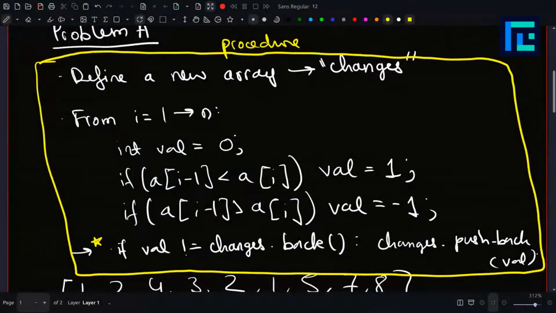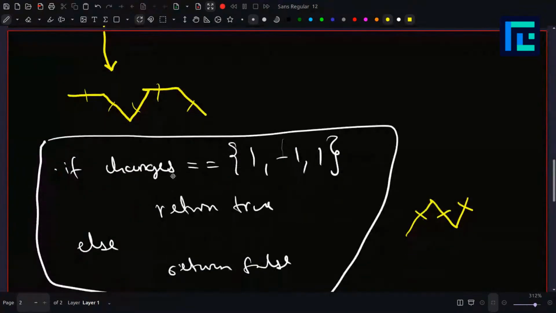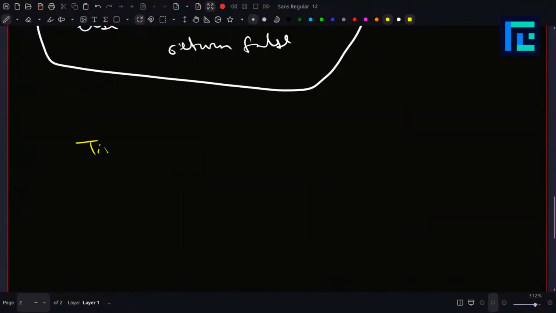Okay. So the time complexity obviously is big O of n. To make the changes array is big O of n, and to compare over here is big O of 1. So the time complexity will be big O of n. Okay.